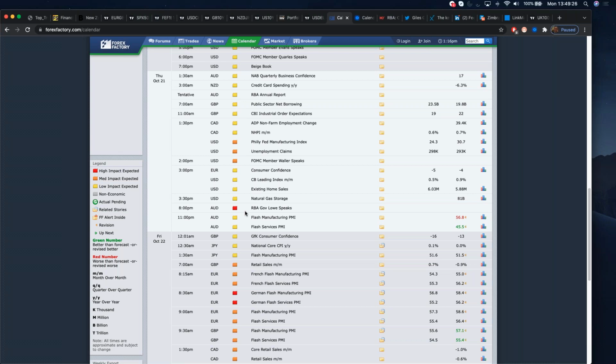But if we see Governor Lowe showing more optimism about the recovery of the Australian economy, that in itself can create bullish sentiment for the Australian dollar. So that is a speech that you want to be aware of and have reference to. Manufacturing and services PMI are also to be taken into account, but less impact is expected than the governor's speech himself.